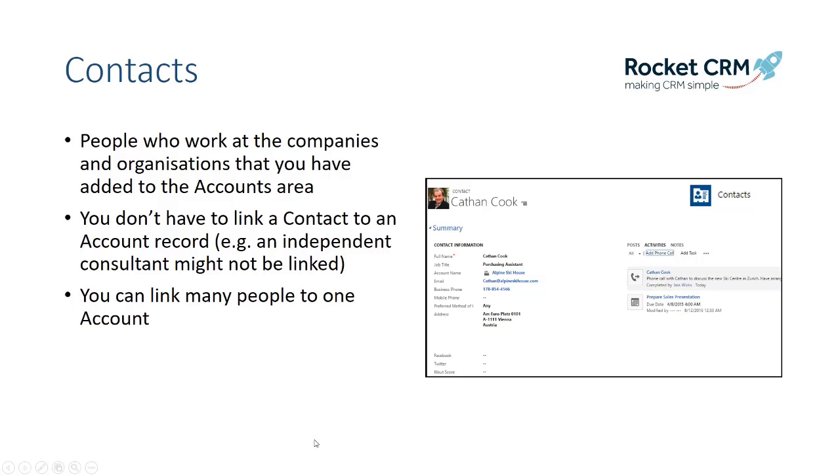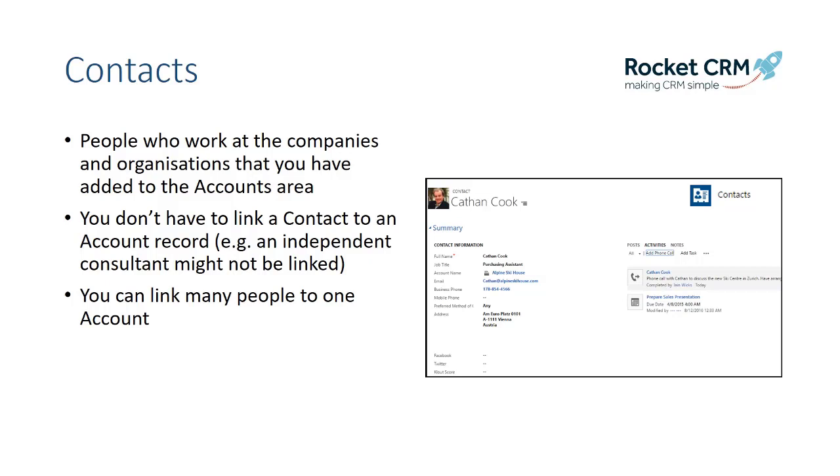The next thing we're going to look at is contacts. So each contact will have their own record. And these are the people who work at the companies and organizations. So these are people that work at account records. You can see here this contact called Caitlin Cook works at an account called Alpine Ski House, and that's a link to Alpine Ski House. You don't have to link to an account record, so we could leave that field empty, and then this contact could be a standalone contact. Maybe, for example, an independent consultant might not be linked to an account record.